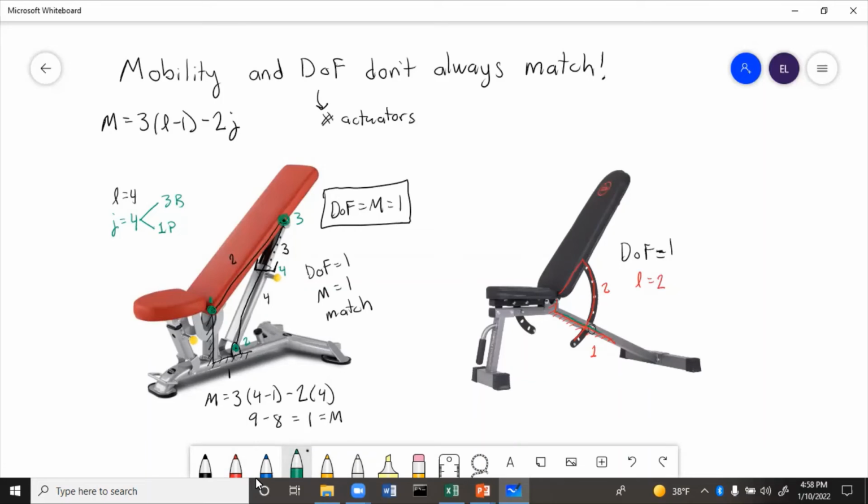And then joints, let's see, we have the prismatic joint right here. It's that slot that the curved part of the bar is going to, so that's 1. And then we have the pivot for the seat, which is 2. So J equals 2. Now looking at this one, if we do the M equation, M equals 3 times (2 minus 1) minus 2 times J, which is 2. So 3 minus 4 equals -1.